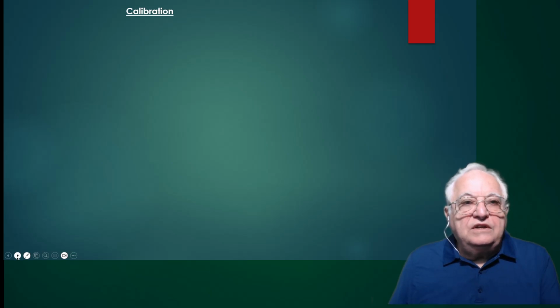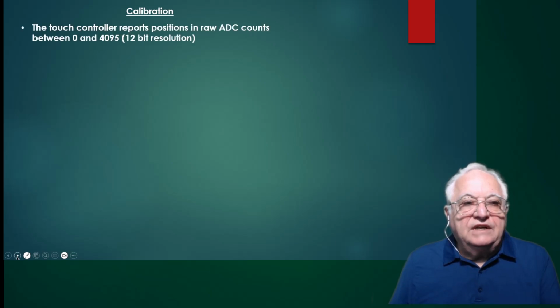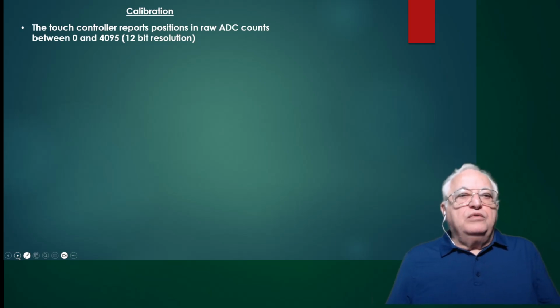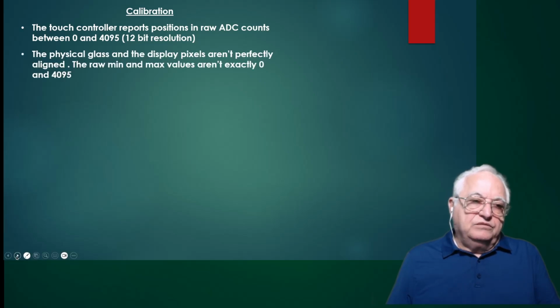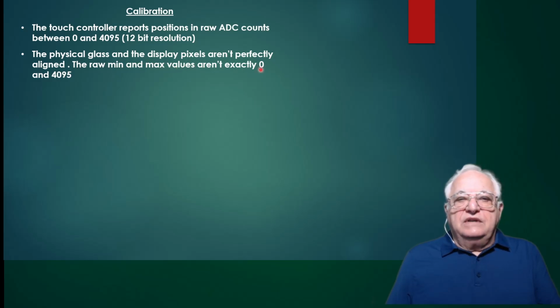Okay, now we need to talk about calibration. The touch controller reports position in raw ADC counts between 0 and 4095. That's just the 12-bit resolution. Now, here's where a little bit of a complication comes in. The physical glass and the display pixels aren't perfectly aligned. The raw min and max values aren't exactly 0 to 4095.